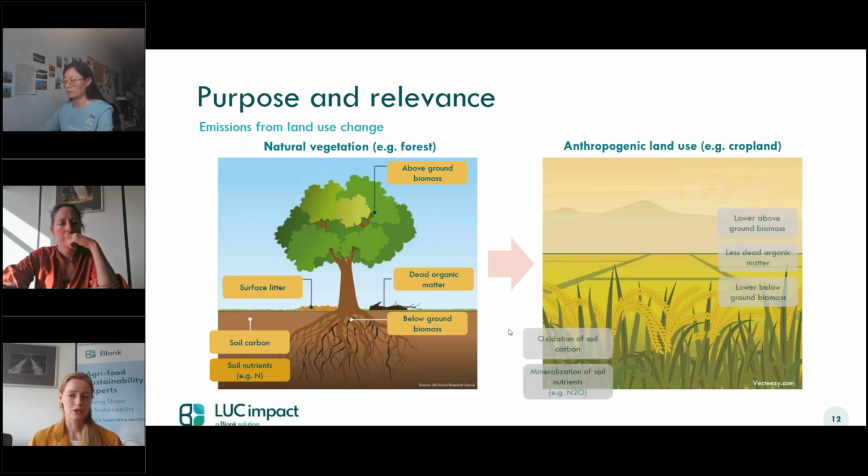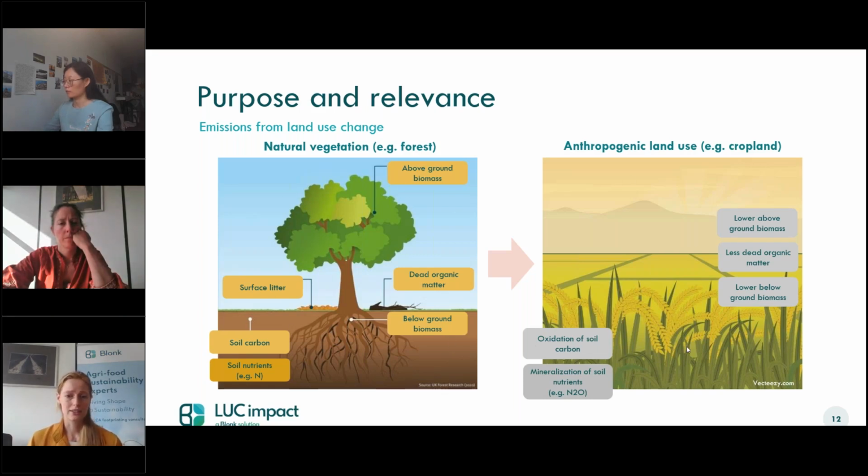So if we change to a lower carbon system, we see lower above ground biomass and below ground biomass, and also lower or less dead organic matter. But also because of the disruption of the soil, a lot of carbon in the soil will oxidize, and due to a fixed carbon to nitrogen ratio in the soil, also some of these soil nutrients will mineralize, causing these nitrous oxide emissions.